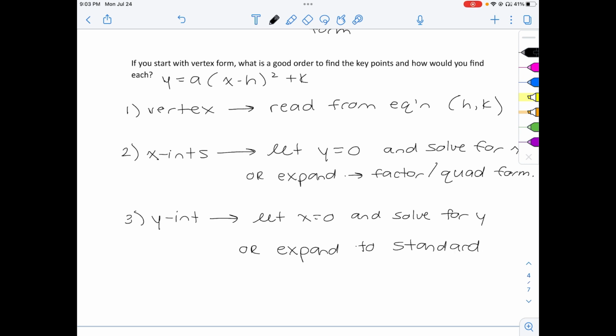Okay, and again, these steps, like steps 2 and 3, are interchangeable. Really, all of them are interchangeable, but this is just, again, a logical list of what makes most sense. If you think something makes more sense to you, then by all means write out your own steps so that you know, if I'm presented with an equation in this form, this is what order I would find everything in. But if your order is different than somebody else's, that's fine, as long as you get all of the key points that you are asked to find.